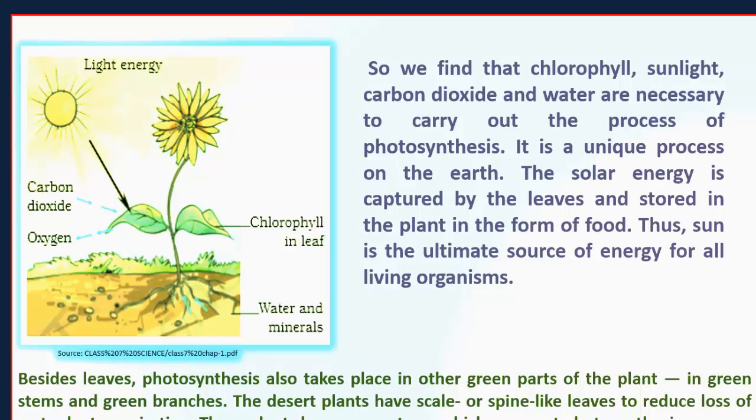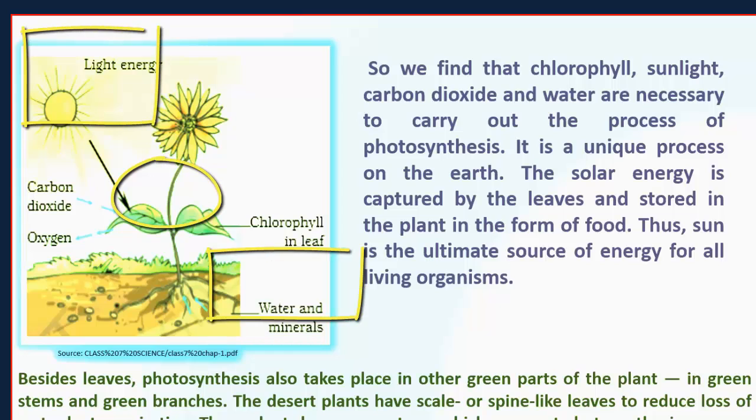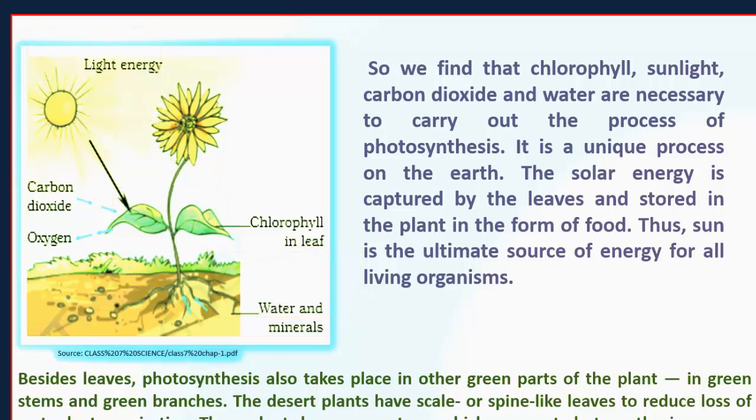So we find that chlorophyll, sunlight, carbon dioxide and water are necessary to carry out the process of photosynthesis. It is a unique process on the earth. The solar energy is captured by the leaves and is stored in the plant in the form of food. Thus, the sun is the ultimate source of energy for living organisms.